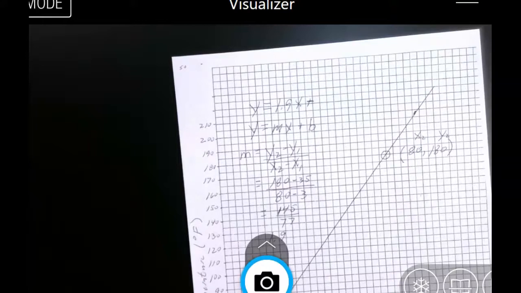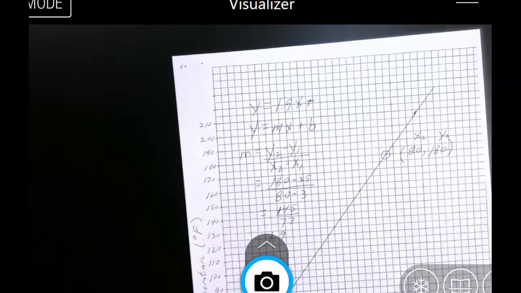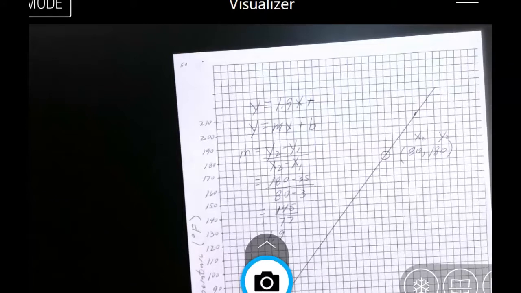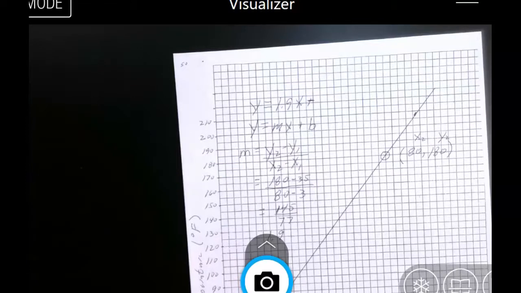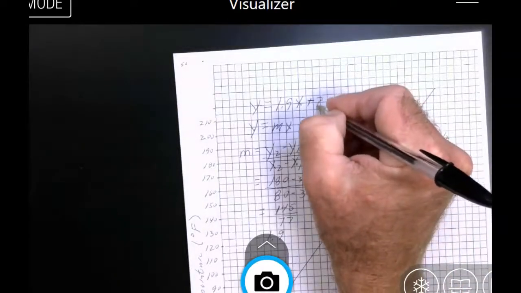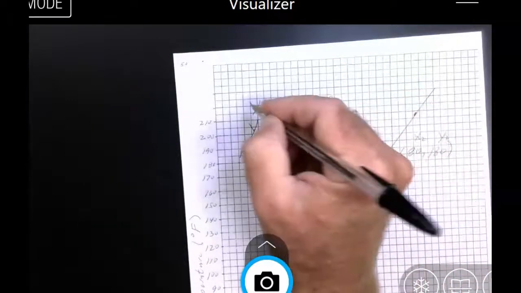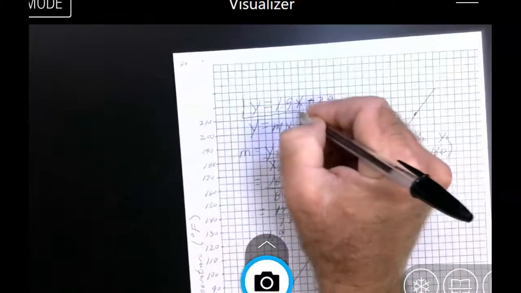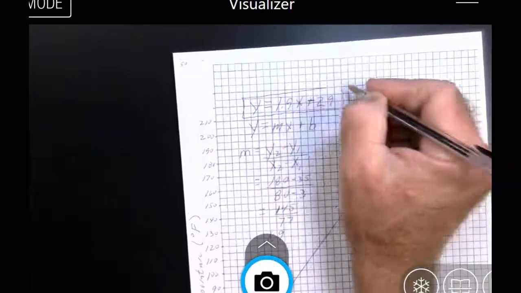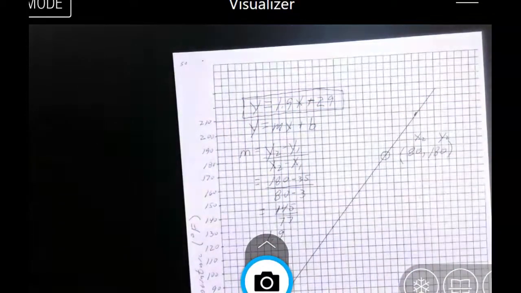Sometimes you'll have data, like if we graph density, you'll have mass and volume. When mass is 0, volume is 0. But that's not the case with temperature in degrees Fahrenheit and degrees Celsius. The y-intercept here for me is about 29. So I'm going to say plus 29. So that is the formula for my best fit line: y equals 1.9x plus 29.